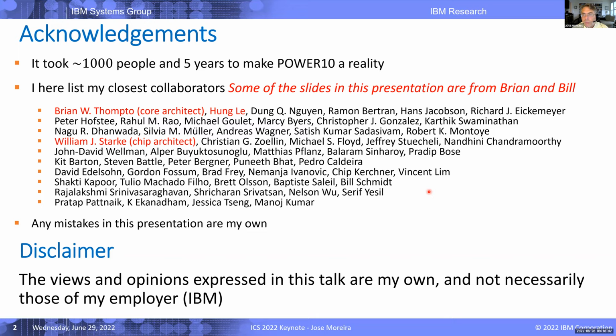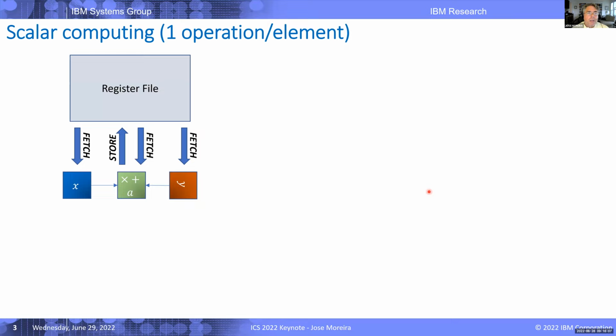So beginning with some obvious preliminaries, I think everybody has an idea of what scalar computing is. Scalar computing is the computing that we have been doing since ENIAC. For each operation, you produce one element of result, and typically you fetch two pieces of data, an X and a Y. You can fetch a third piece of data. You combine these things and you produce a new piece of data. In this particular case, I'm showing a multiply-add operation. So you multiply X and Y, add to A and store A back. So you have to fetch three elements from your register file and store the result element.